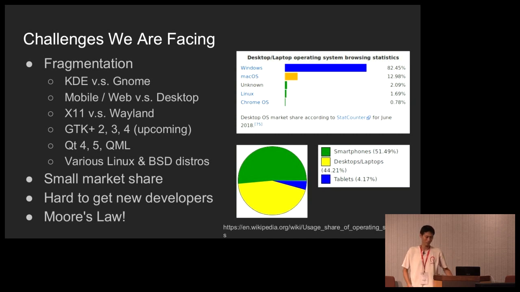Also, Moore's law became a problem for us, because being lightweight is not as important as before. Moore's law solved the problem, not us. You can claim that your desktop environment only needs 100 megabytes of RAM, but that doesn't matter because your browser needs two gigabytes. So this used to be the problem we were solving in the past, but it cannot be the only focus for our project right now.